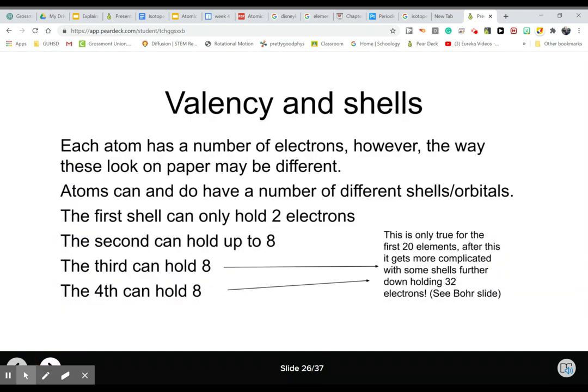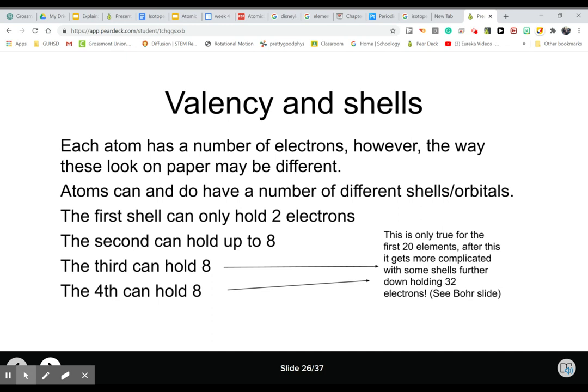So valency and shells. Valence electrons are the electrons on the outermost shell. What's going to be very important with valence electrons is that they are going to tell us how many electrons are going to be available for reactivity. So the valence electrons are really what determine the reactivity of an atom.